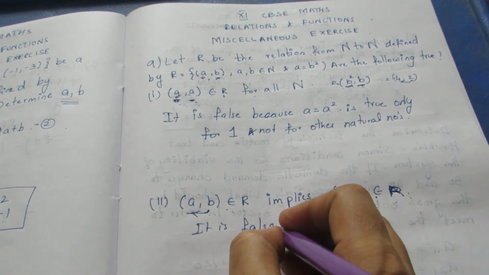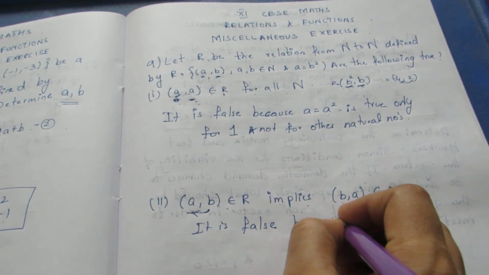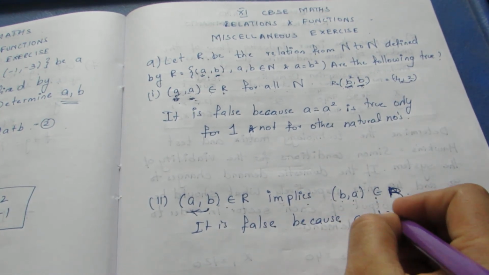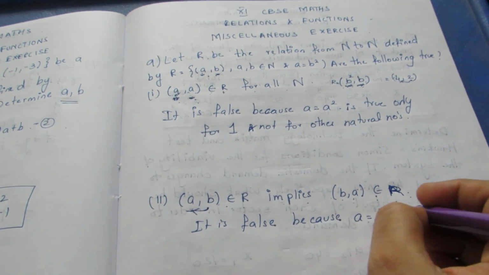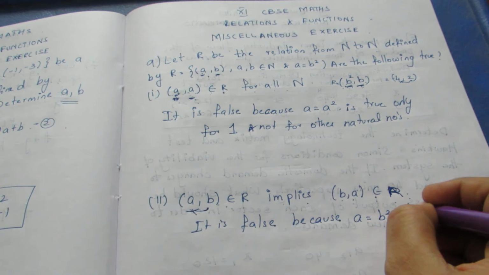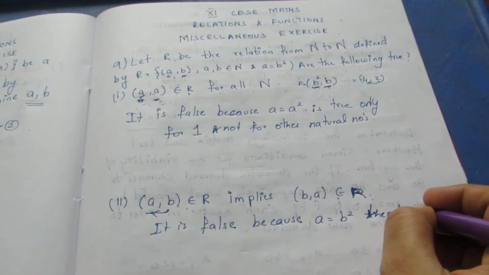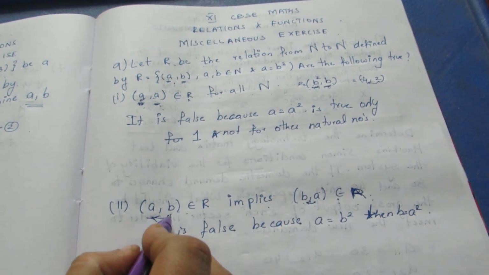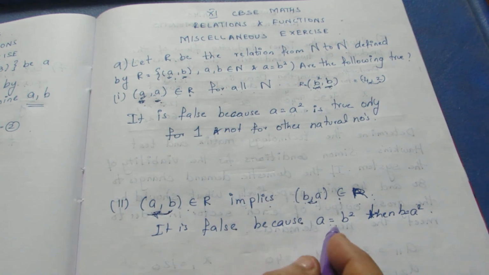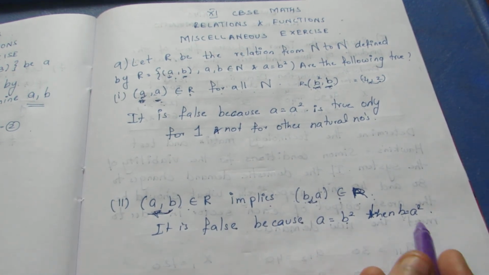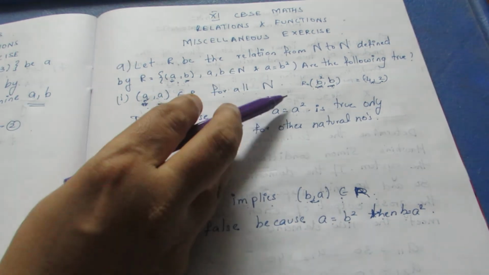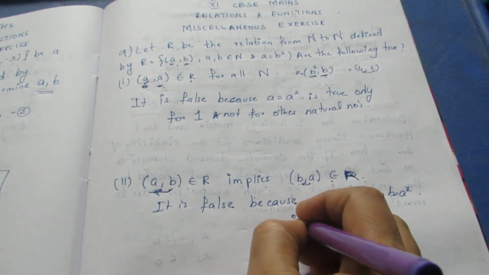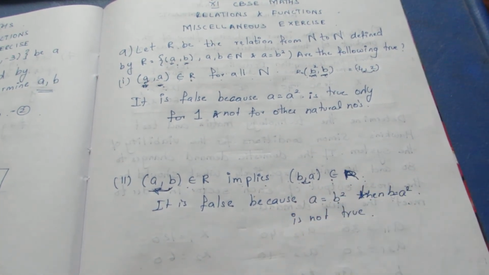It is false because if a is equal to b square, then b is equal to a square. Here b is equal to a square, but the given relation says a is equal to b square. This implies that the given relation is totally different from this, so it is not true. We'll move on to the third one.